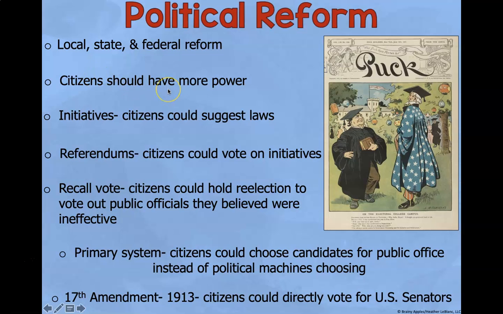They believed that citizens should have more power in their government. They wanted initiatives, where citizens could suggest laws, which you can do. If you want to suggest a law, all you have to do is call your local representative, whether at the state or the federal level, and let him or her know things that you think need to be changed. Then they could draft a bill, which could eventually get into the House or the Senate and possibly be passed into law. We also have what are known as referendums. This is where citizens could vote on these initiatives. One of the things that I highly suggest you do is look into your local city council.